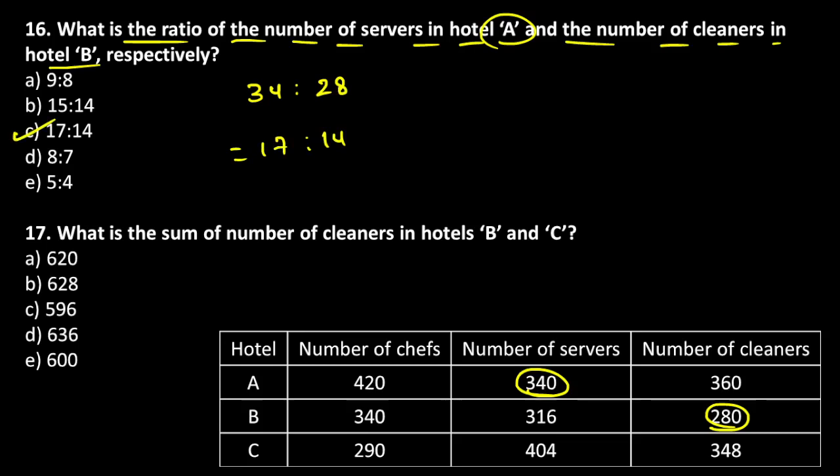Then, what is the sum of the number of cleaners in hotel B and C? B and C cleaners. 500 628. Option B is the final answer for this question.